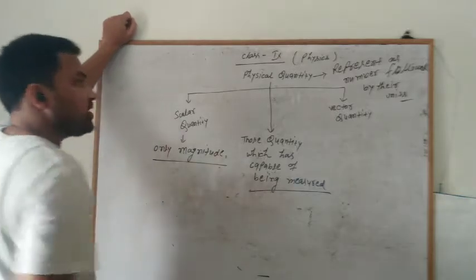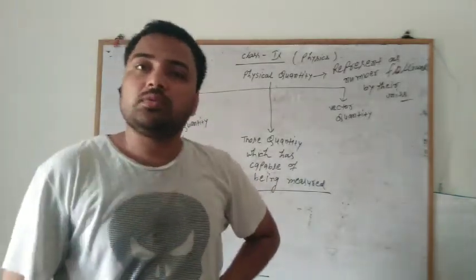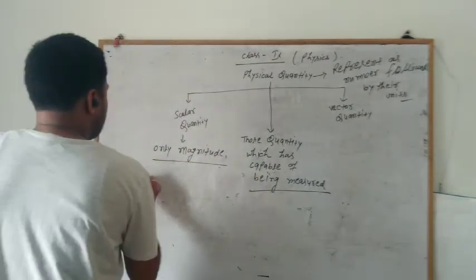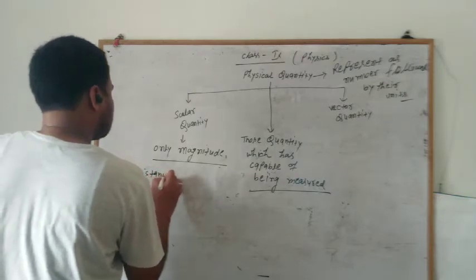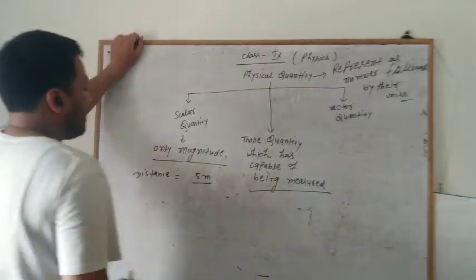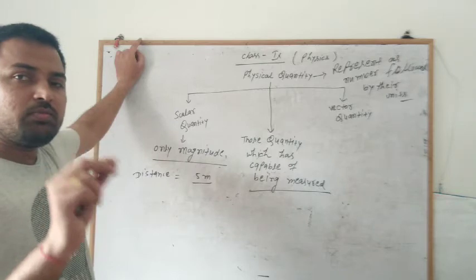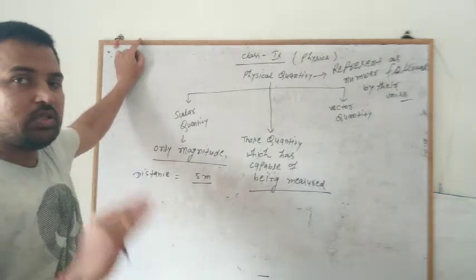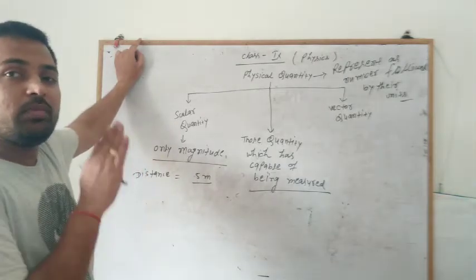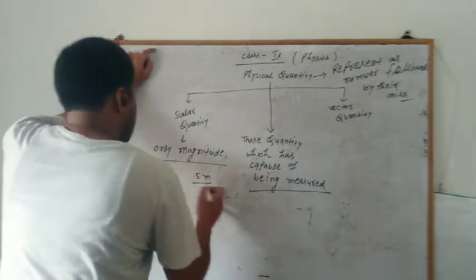So a scalar physical quantity is a physical quantity which can be measured only as a magnitude. Okay. So here we write distance, that is 5 meter. So the number 5 only represents the magnitude, and the meter represents the unit, which explains something about length, in terms of distance. Okay, so distance 5 meter.